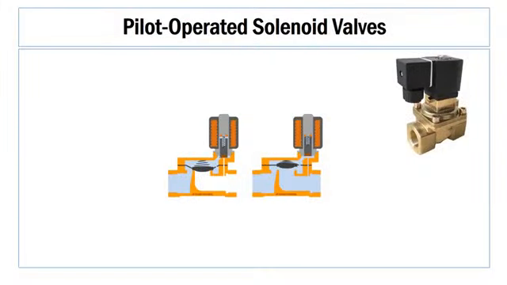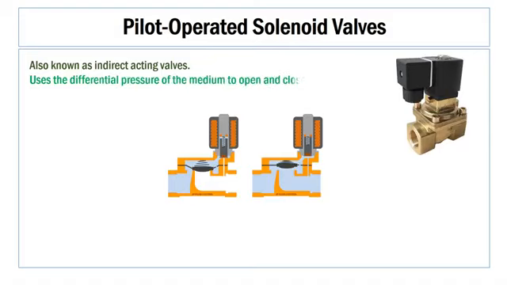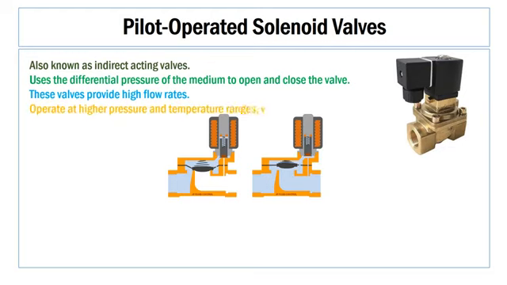Pilot operated solenoid valve. The pilot operated solenoid valve is also known as an indirect acting valve. These valves use the differential pressure of the medium to open and close the valve. These valves provide a high flow rate and can operate at higher pressure and temperature ranges with low power consumption.